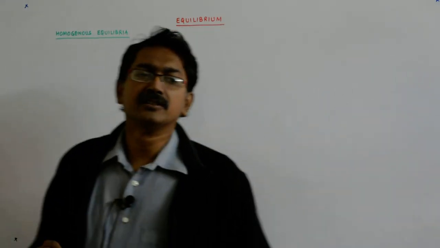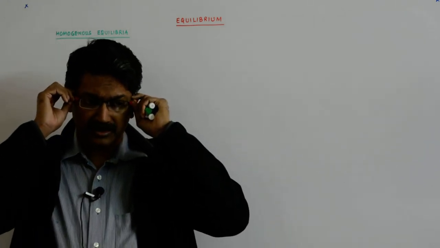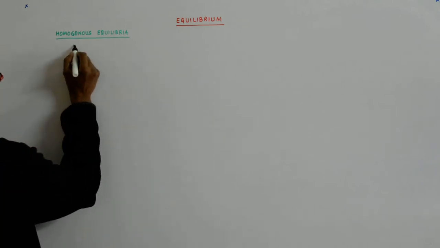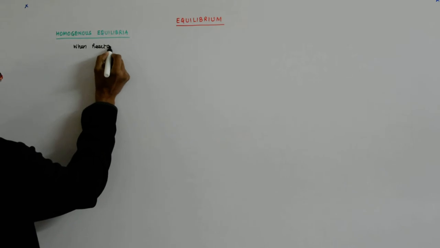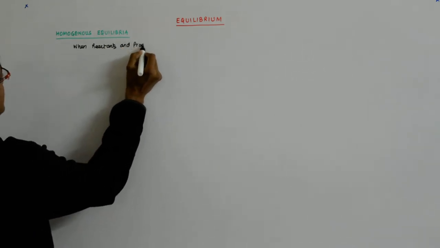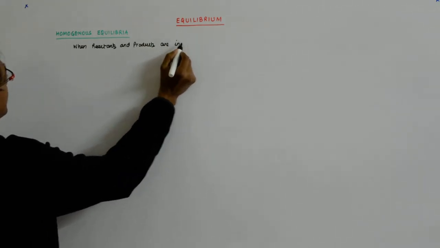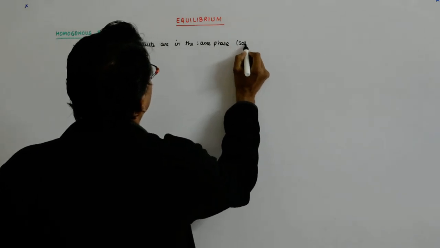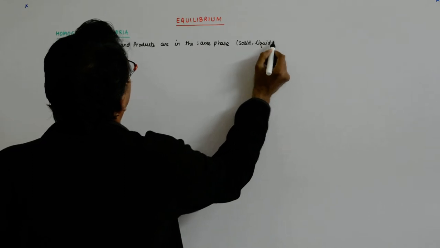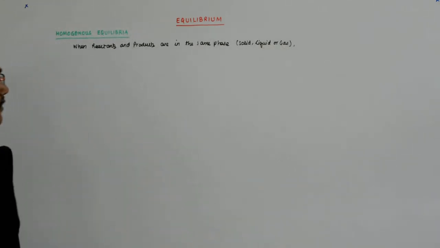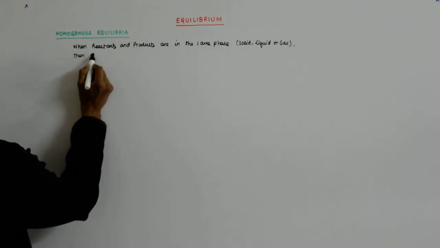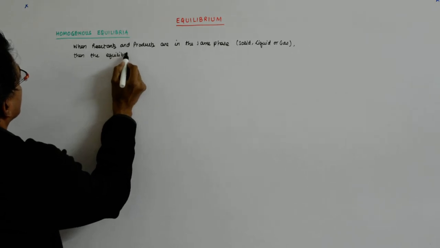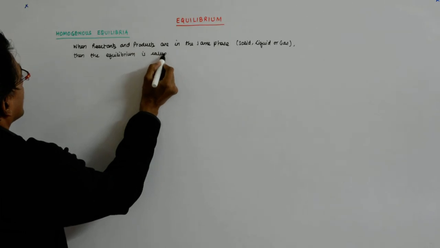Now we come to the homogeneous equilibria. When the reactants and the products are in the same phase, it will be called a homogeneous reaction. When reactants and products are in the same phase, that is solid, liquid or gas, then the equilibrium is called a homogeneous equilibrium.